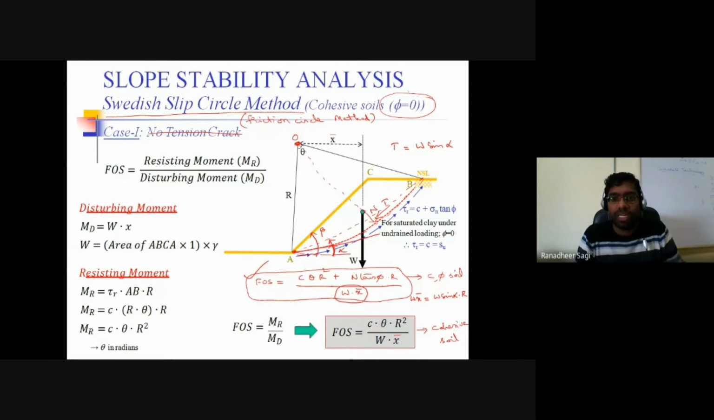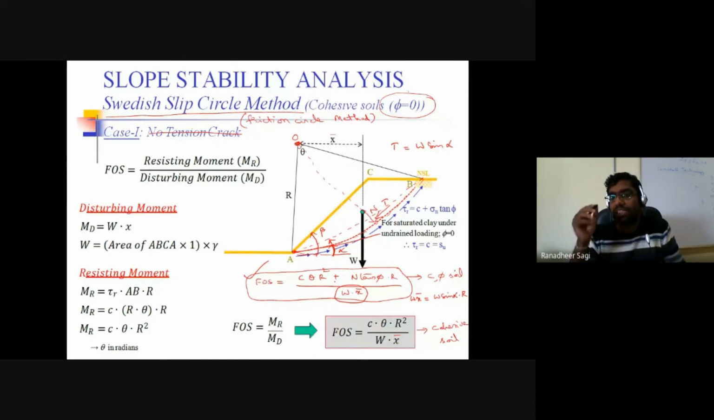How much is the perpendicular distance about point O with respect to the line of action of the tangential force component? This line of action of the tangential force component is parallel to your slip surface. So from the line of action of the tangential force component, point O is radially at a perpendicular distance of R. So either I can write it as W into X bar, or in terms of W into sine alpha into R.